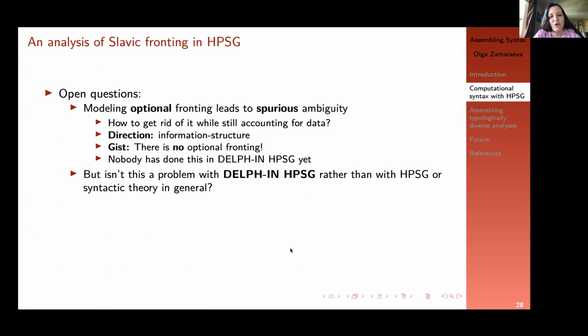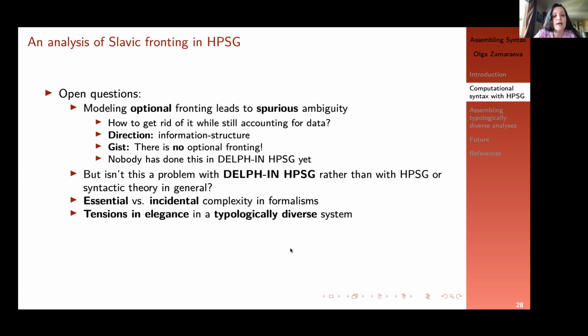And then there are all sorts of interesting big questions which appear from there, because you might at this point say, well, but then isn't the problem with Delph-in HPSG then, rather than with HPSG in general or syntactic theory in general, the fact that you got this spurious ambiguity when you tried to implement those two phenomena together. And, you know, maybe some of it will be incidental to the specific formalism that we use, but other things probably will not be, and will have to do with the complexity of natural language itself rather than the complexity of the specific framework that is being used.